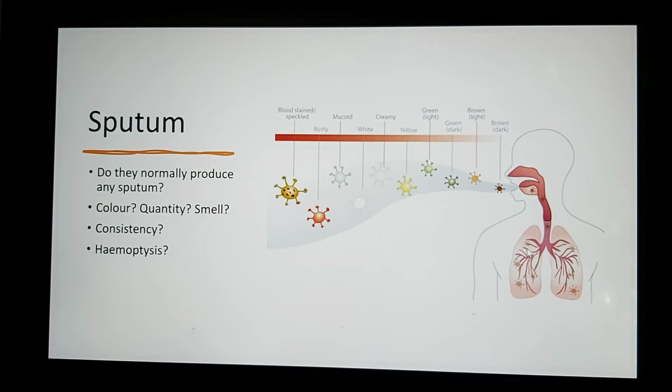Anything more than that means it's an increased amount, and as the color becomes yellow or creamy, it becomes infected, or even green is the most infected state. And then also ask about consistency: is it very thick and tenacious and difficult to bring out? If they say yes here, then you already have a goal, saying it's difficult to bring out, so you have to do some airway clearance technique for this client.